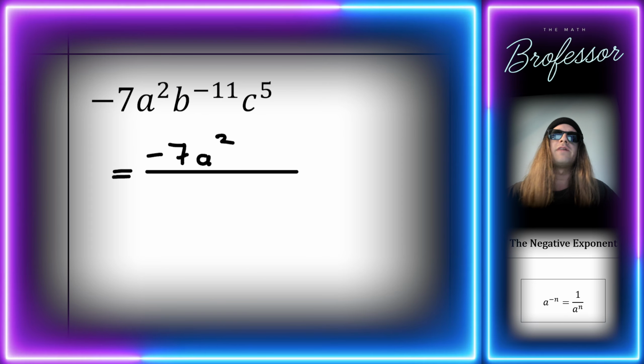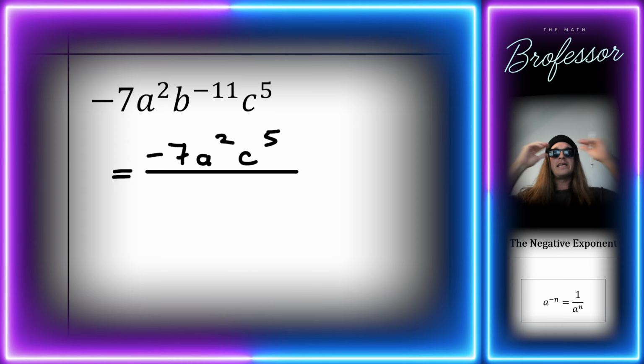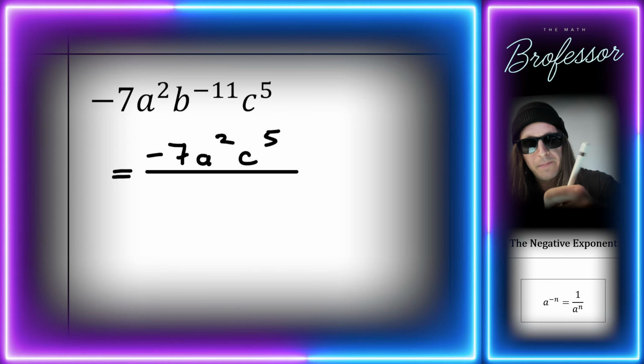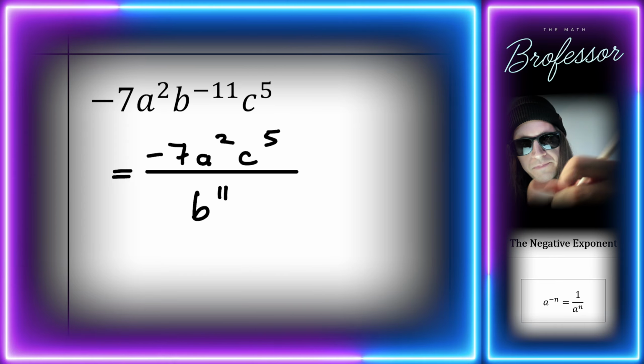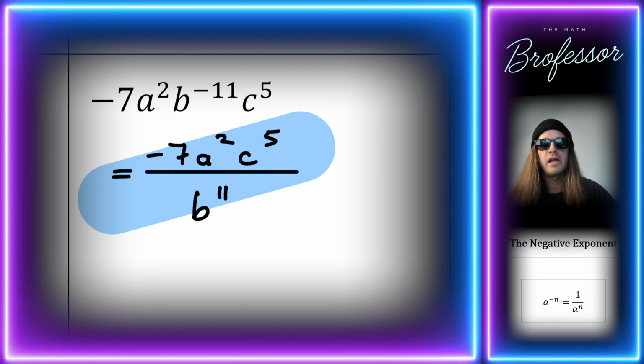The a, leave it up top. It has a positive exponent. Don't mess with it. The c has a positive exponent. Don't mess with it. The only thing that needs to reciprocate here is the b. Put that b to the 11th on the bottom. And that's it. Really, the only thing that changed was the b. Nothing else changed.